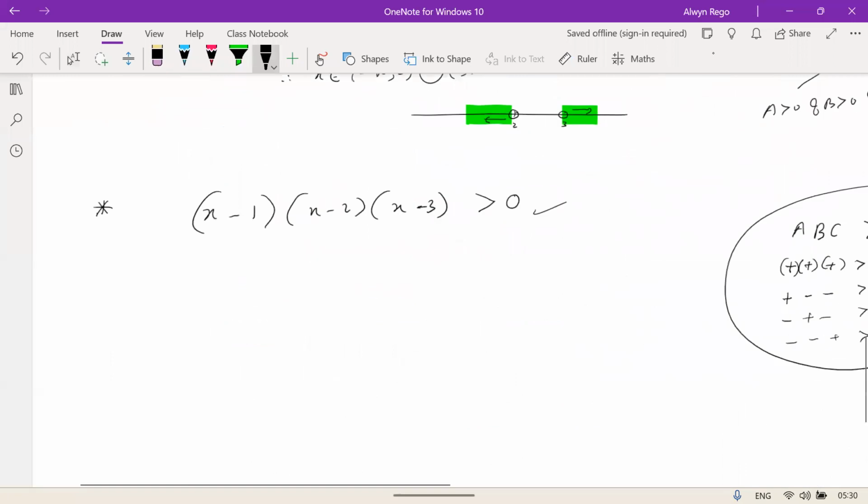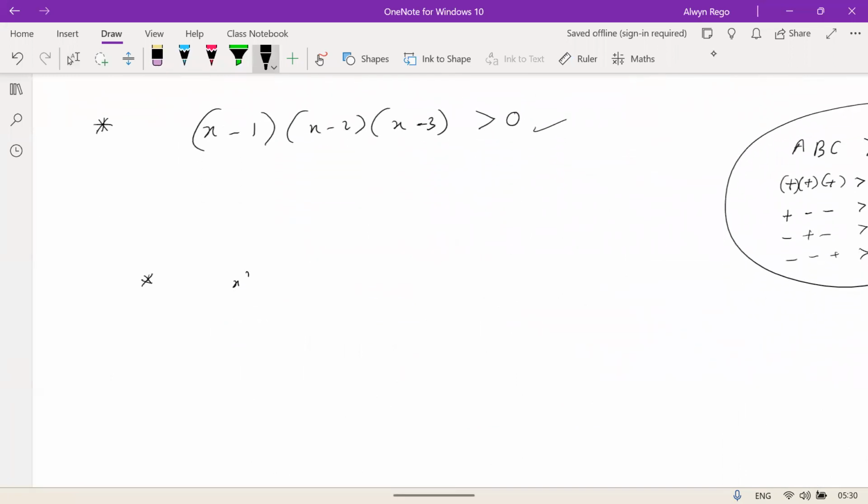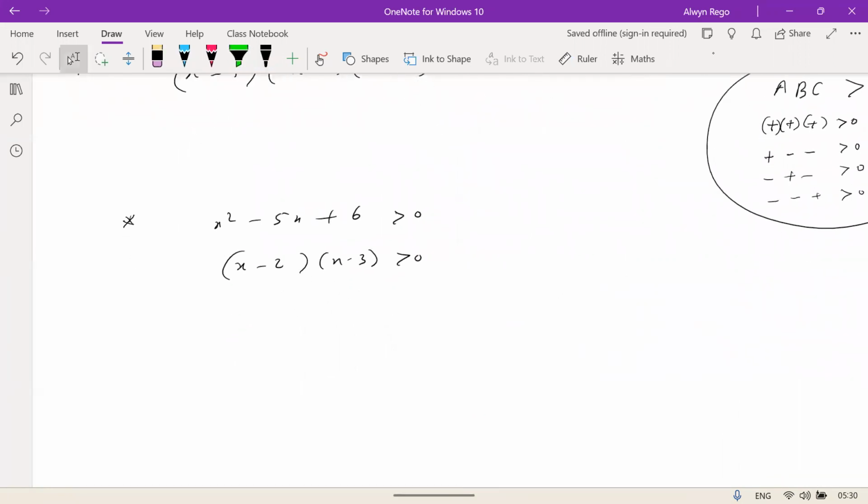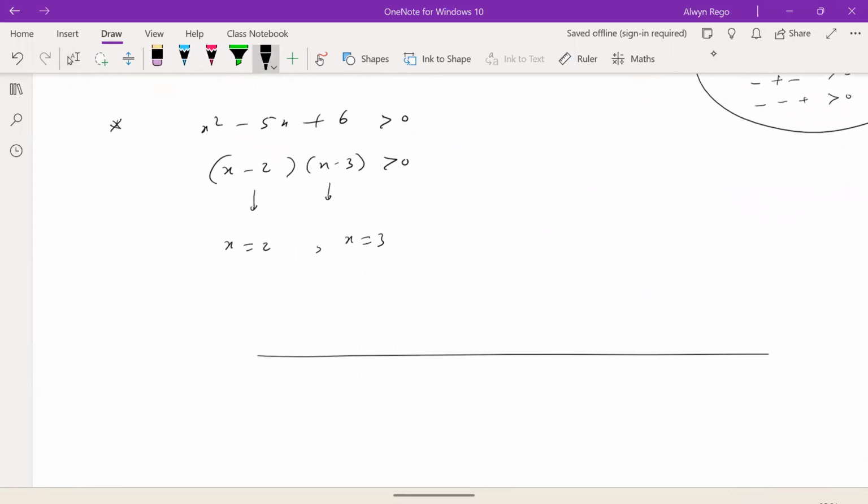So let's say, again, we have x squared minus 5x plus 6 is more than 0, the same old problem. So you find that x minus 2 times x minus 3 is more than 0. What we do here is play a different trick. We go for values where this becomes 0, and the values are 2 and 3. Now these 2 and 3 on the number line divide the number line into 3 zones.